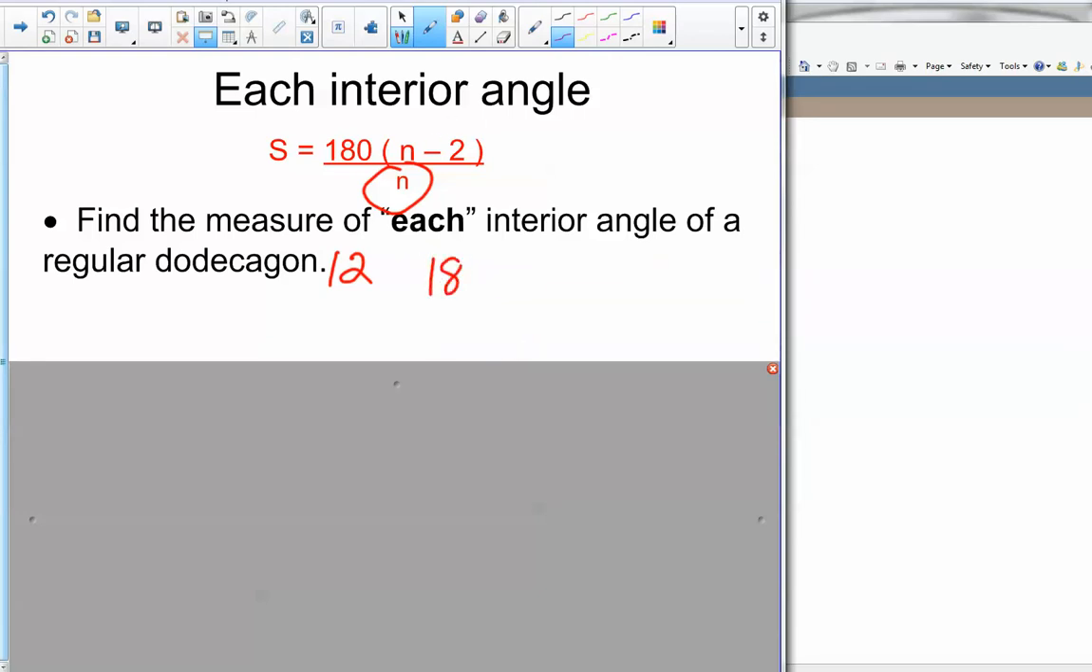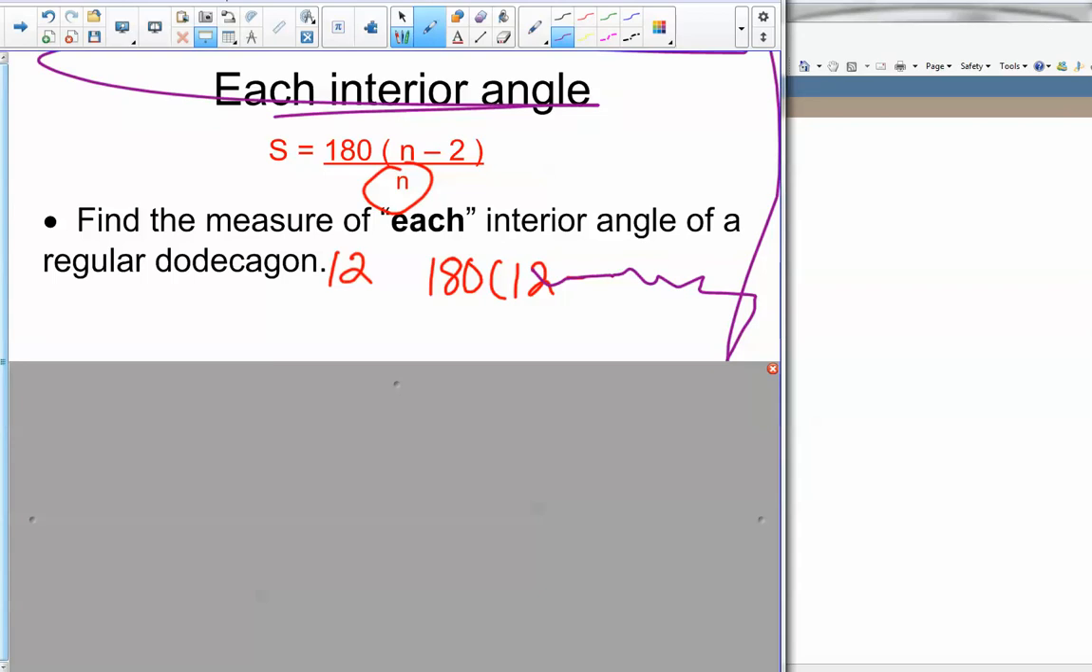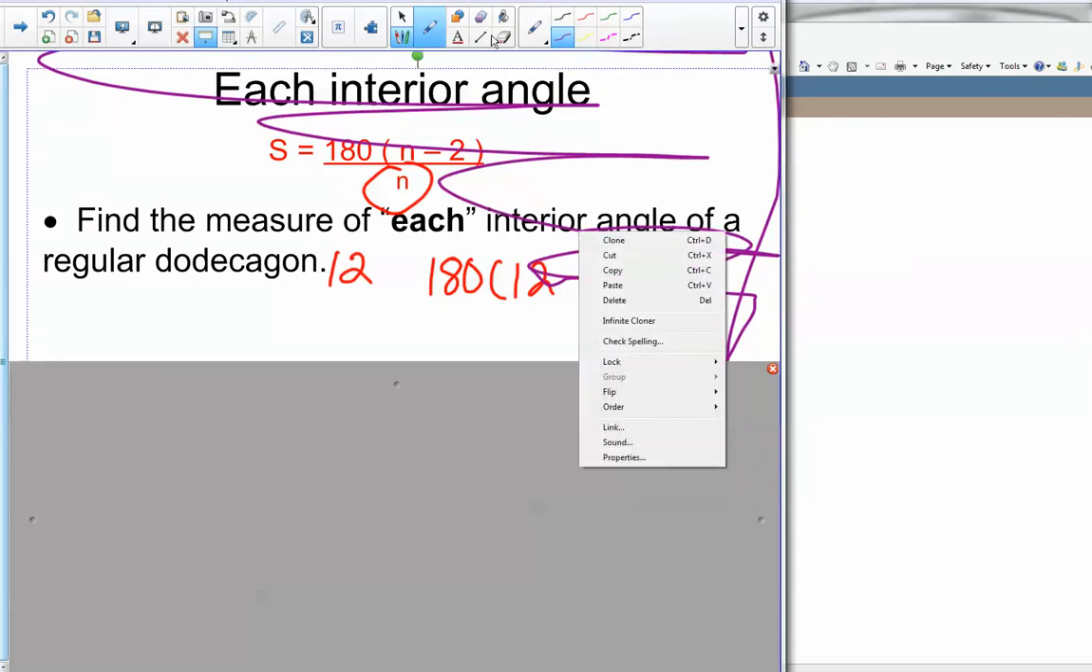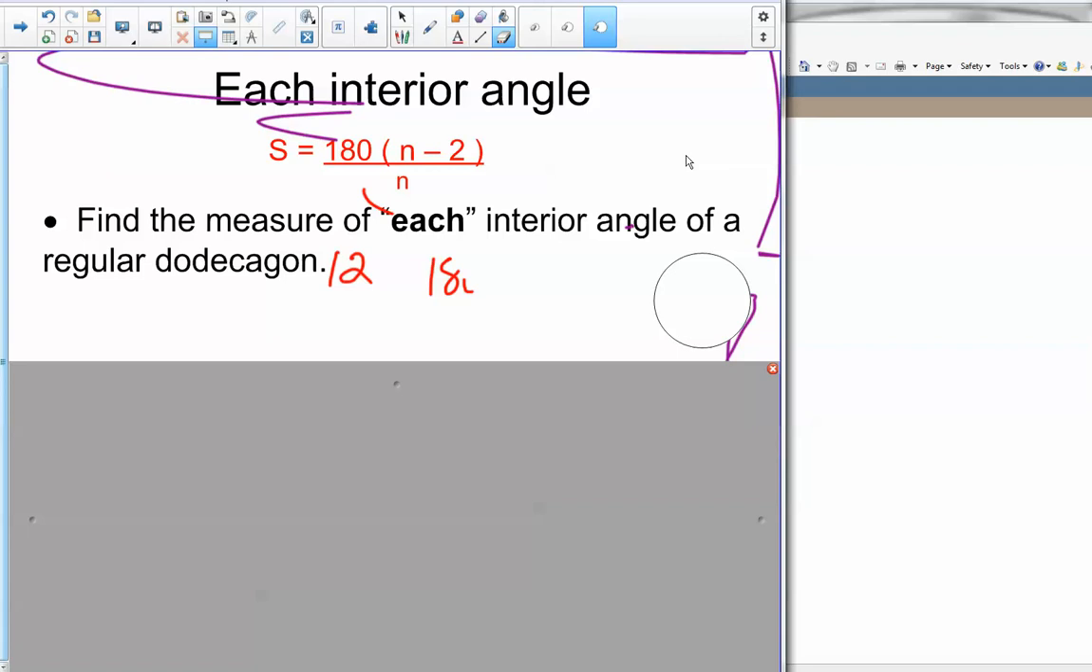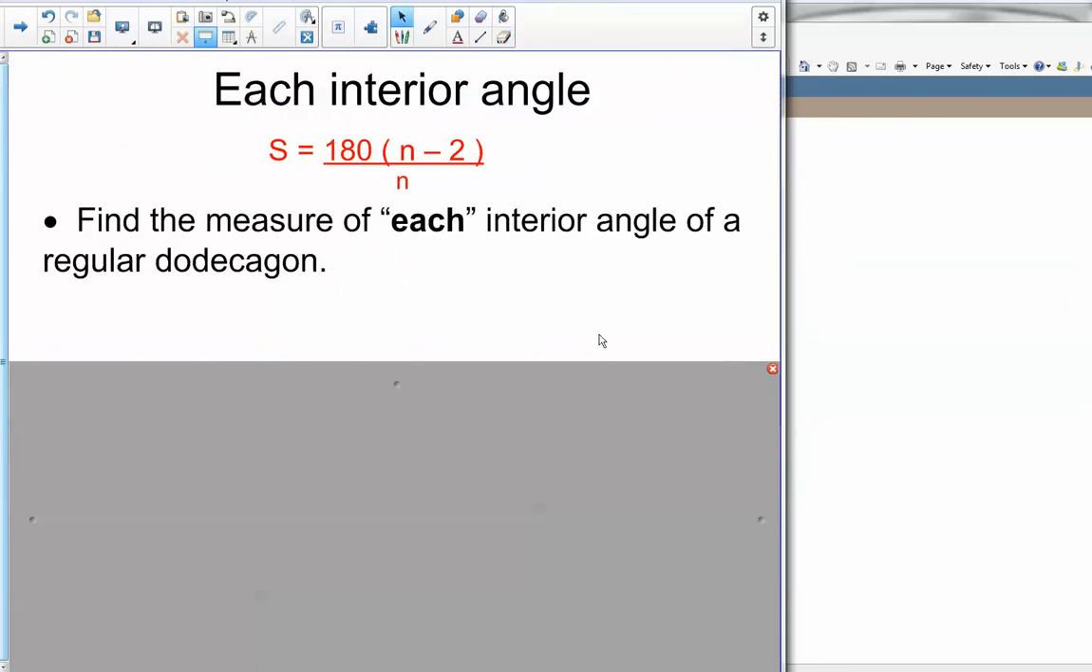And what you're going to do is you're going to just plug in 12. 180 times 12 minus 2. Ah, this is not me. Ooh, this makes me angry. Holy cow. Oh my goodness. I want an eraser. I need to buy new stuff at the house. What happened was this got dropped, and it's a very expensive writing pad. It just sucks right now.